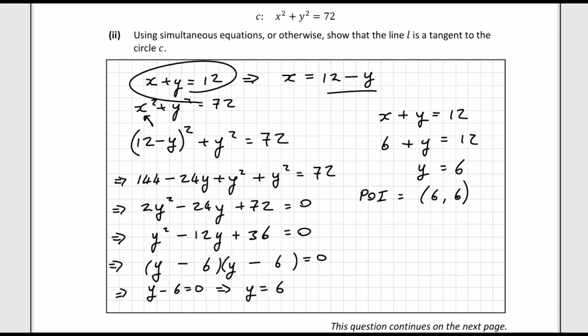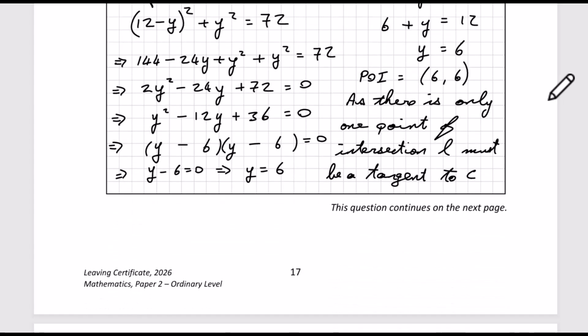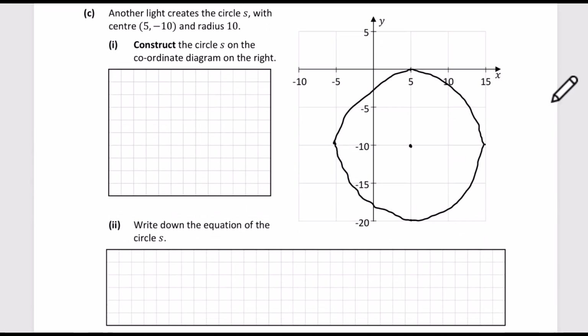So you would say something like, as there is only one point of intersection, the line L must be a tangent to C. So that's it. That's the entire part of that question finished. Let's have a look at the next part. Another light creates the circle S with center 5, minus 10 and radius 10. Construct the circle S on the coordinate diagram on the right.